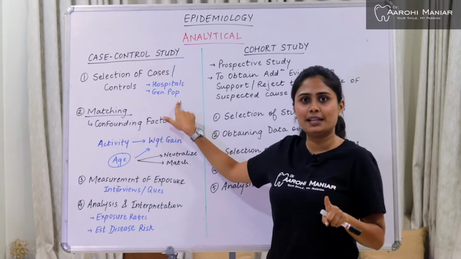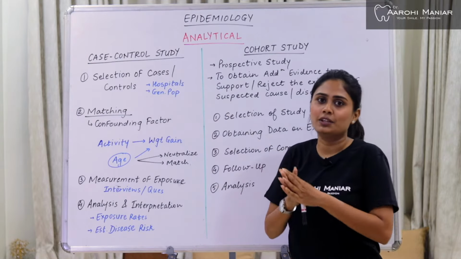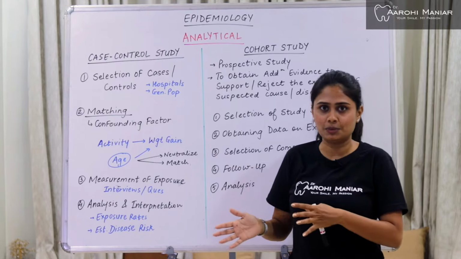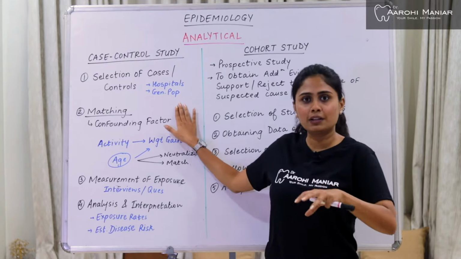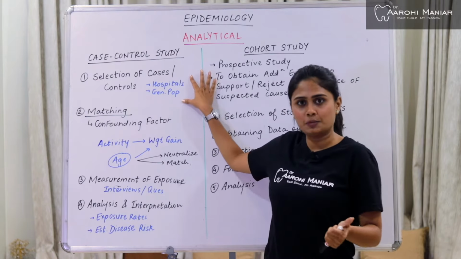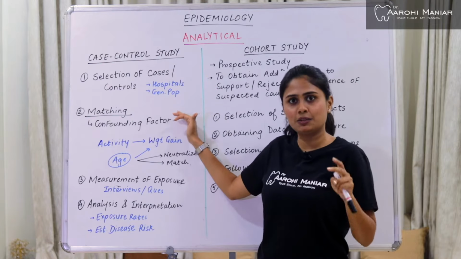The first one is selection of cases and controls. So how would we select our cases? We can select them on the basis of our diagnostic criteria or on the basis of our eligibility criteria. And what will be our control group? It can be from hospitals or it can be the general population. Going on to the next factor, which is matching.